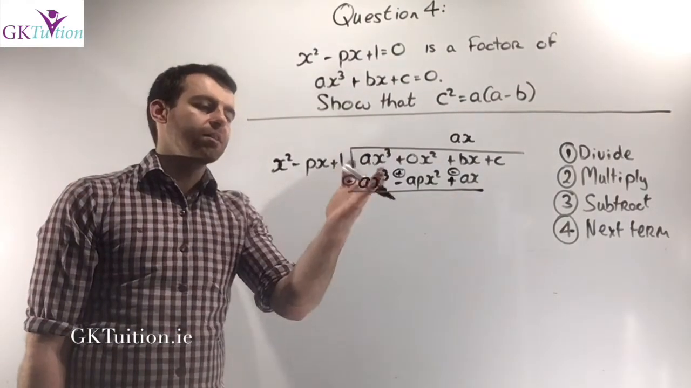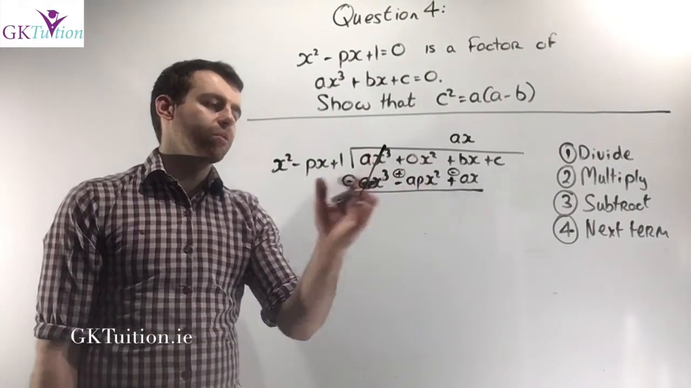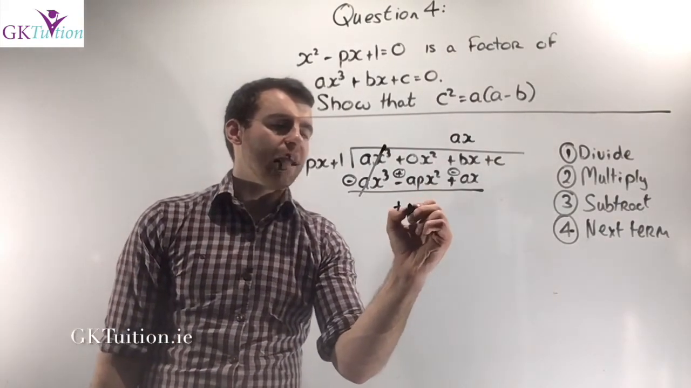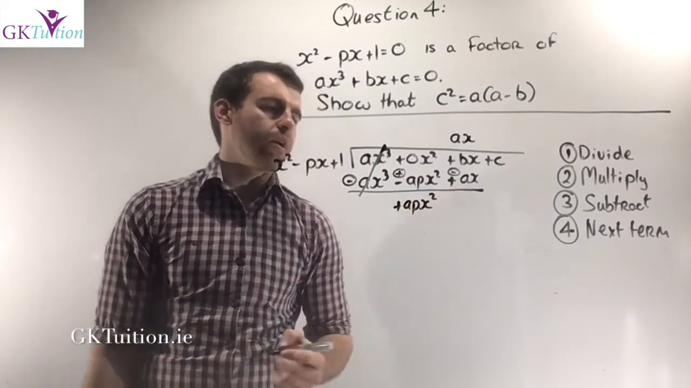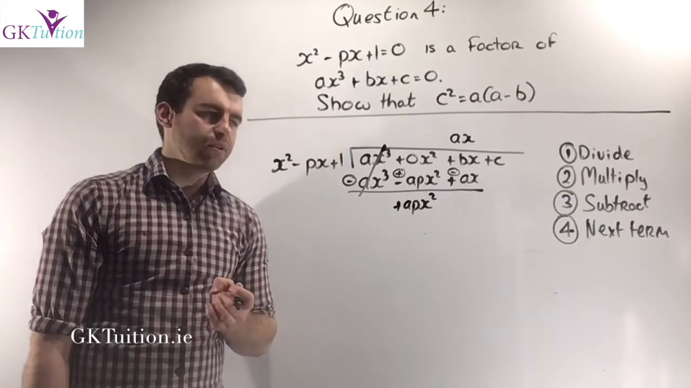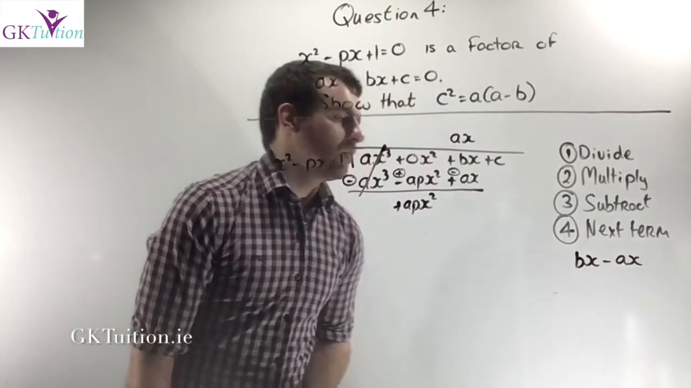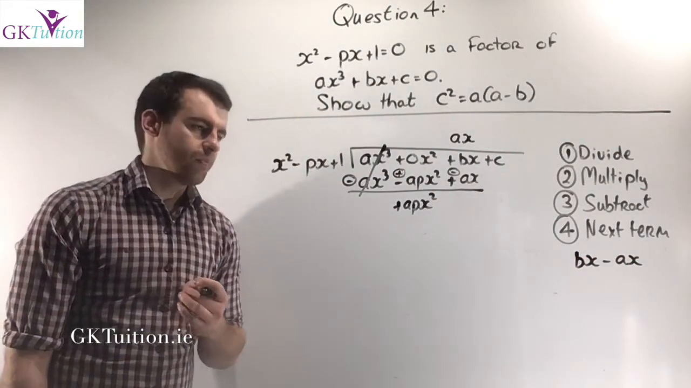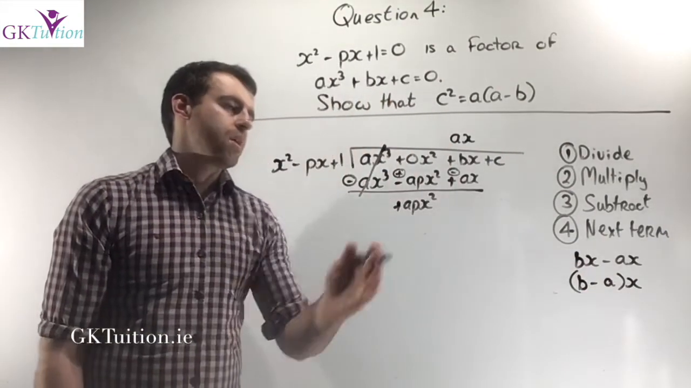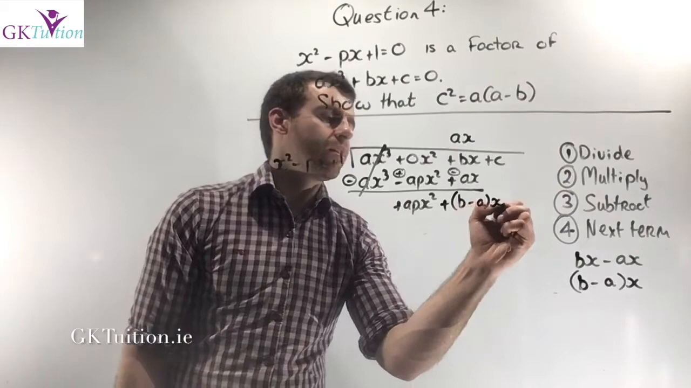With the cubes, I've got ax cubed minus ax cubed, so clearly they cancel out. With the x squareds, I have a 0x squared plus apx squared. In this case, the 0x squared is more or less irrelevant. I simply have apx squared. For the x's, I don't have like terms, so I need to do this in my rough work. I have bx minus ax. Just like in all the other examples, I want to factorize out my x. If I factorize out my x, I'm left with b minus a times x. So I can simply take this one down and put a plus in front of it and write it as b minus a times x.